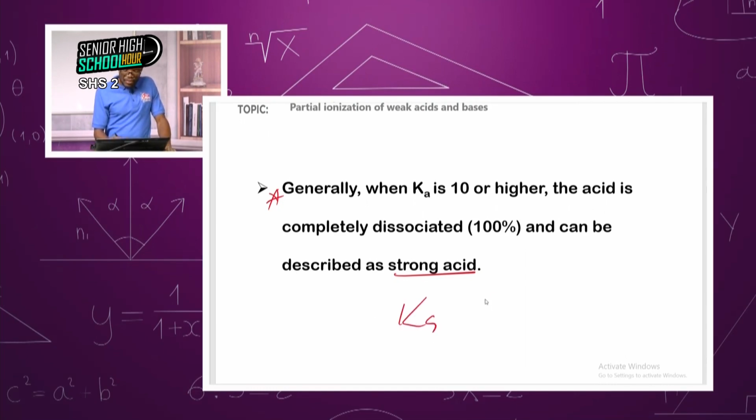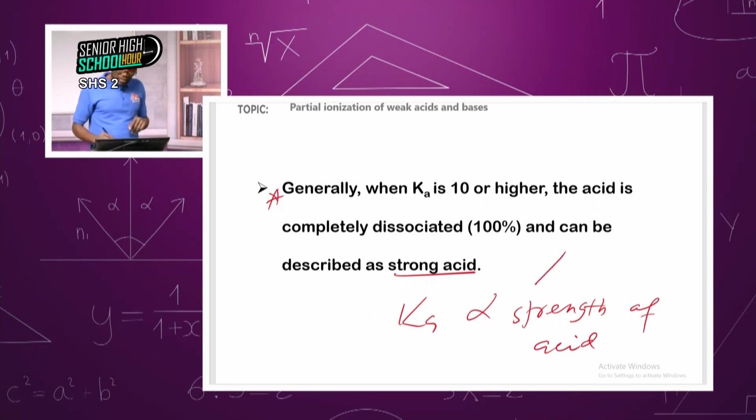Ka is directly proportional to the strength of acid. So higher Ka, stronger acid, meaning higher H plus ions. This is the summary of everything. If you take it, it will help you in all directions.